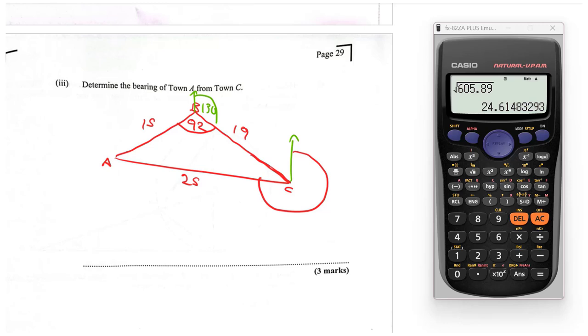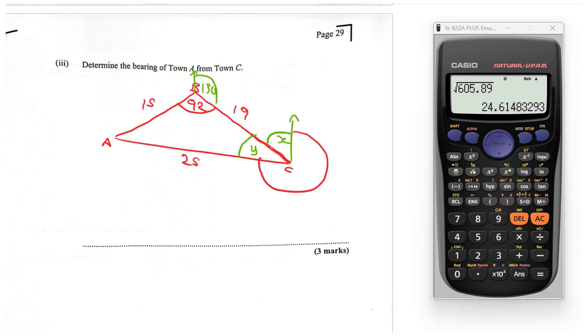So we have most of the information. Now, in order to find the bearing of town A from town C, we need to find this angle right here, and we also need to find this angle. Let's call this angle X, and let's call this angle Y. Notice, in order to find X, we have co-interior angles at these 2 points. So X is going to be equal to 180 minus 130, and that is going to give us 50. So that is X.